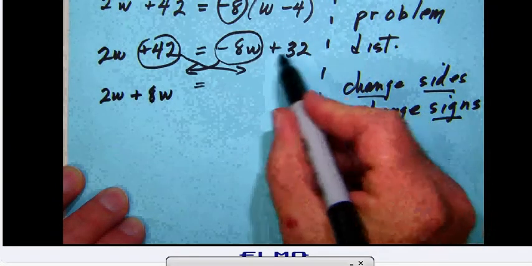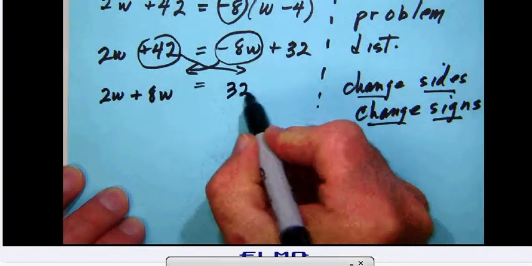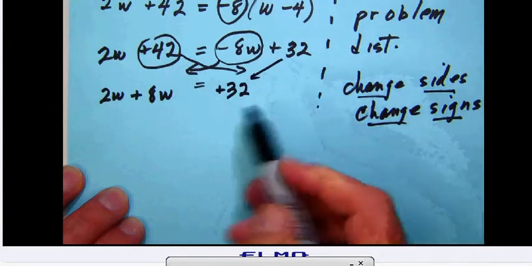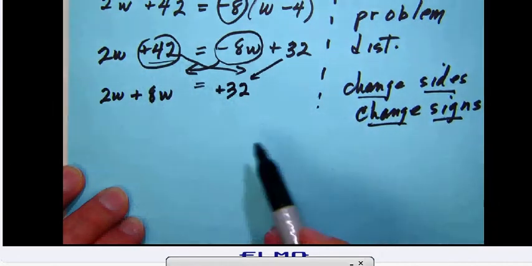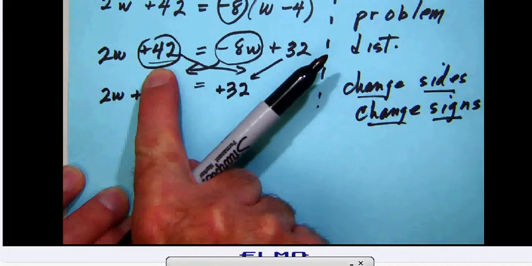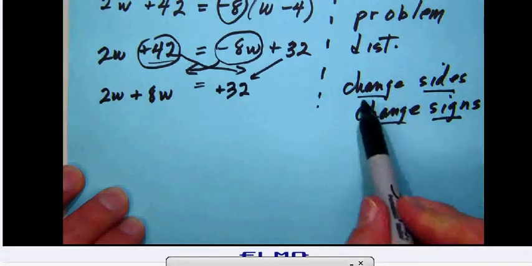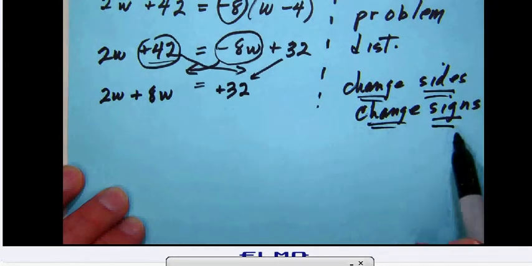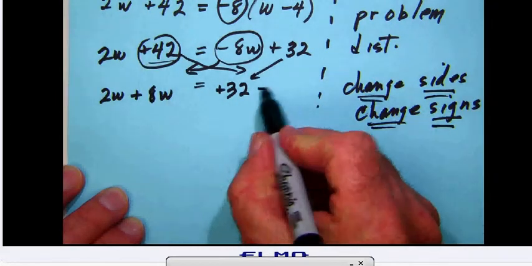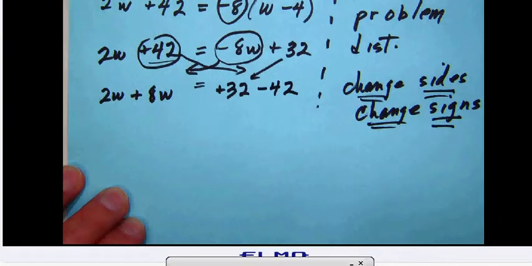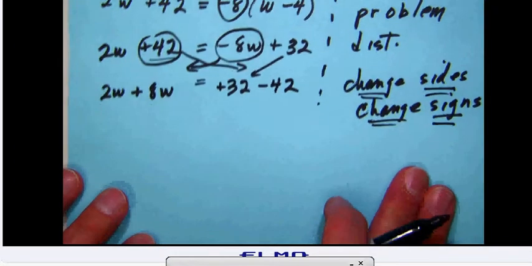Now this 32 was already here, so let's bring it straight down. And notice that this positive 42 was on the left-hand side, but we're going to move it to the right-hand side. Once again, change sides, change signs. So the positive 42 is going to become a negative 42. And so, let's take a look at that step, get everything recopied, and then let's simplify both sides.